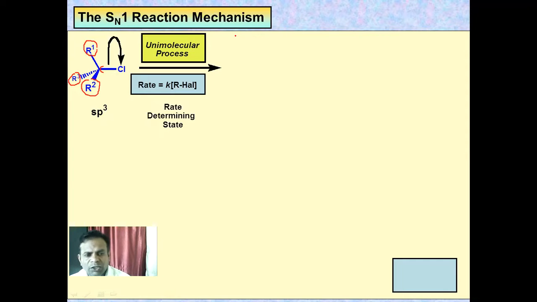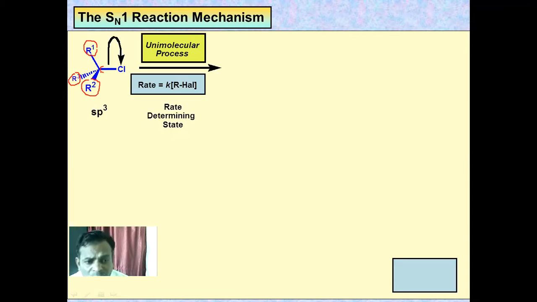So in the SN1 mechanism, generally tertiary alkyl halides undergo faster reactions. Secondary alkyl halides also undergo these reactions, but the rate of reaction is smaller in the case of SN1.